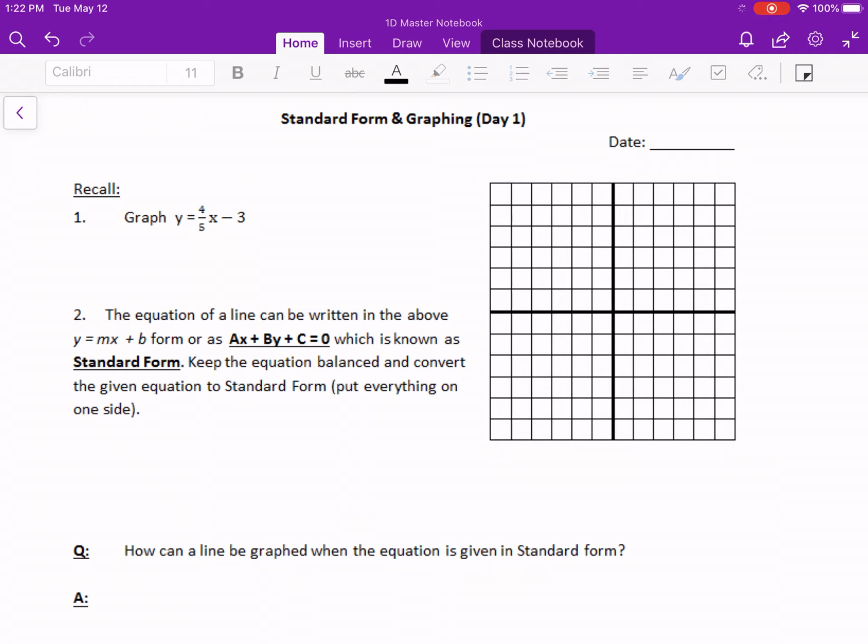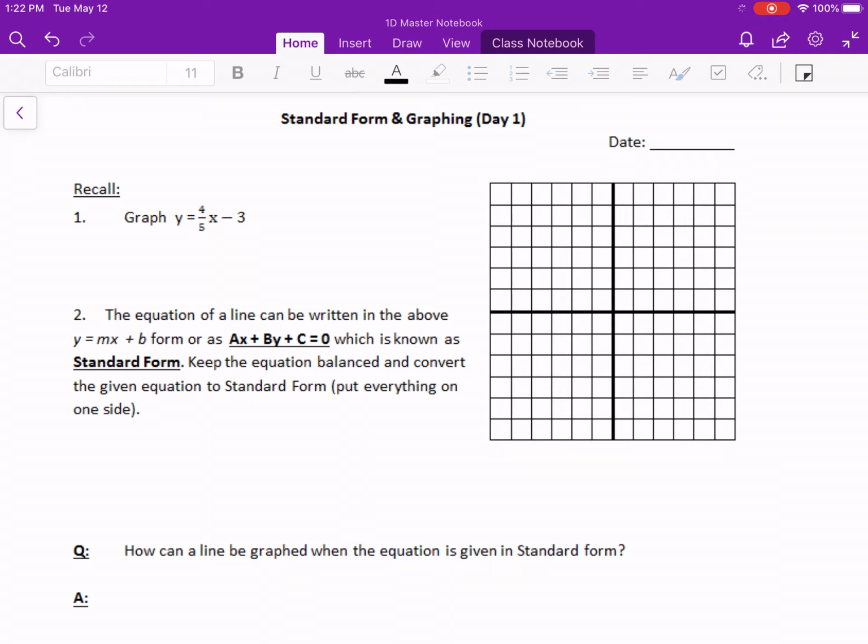And if I go y equals 4/5 x minus 3, that was my original equation. Okay, let's put it in blue just for fun. And now I've got my standard form equation, which you remember was 4x minus 5y minus 15 equals 0.